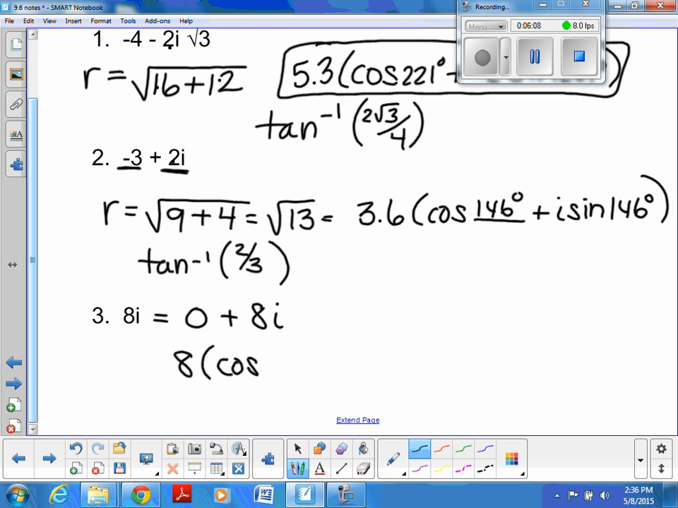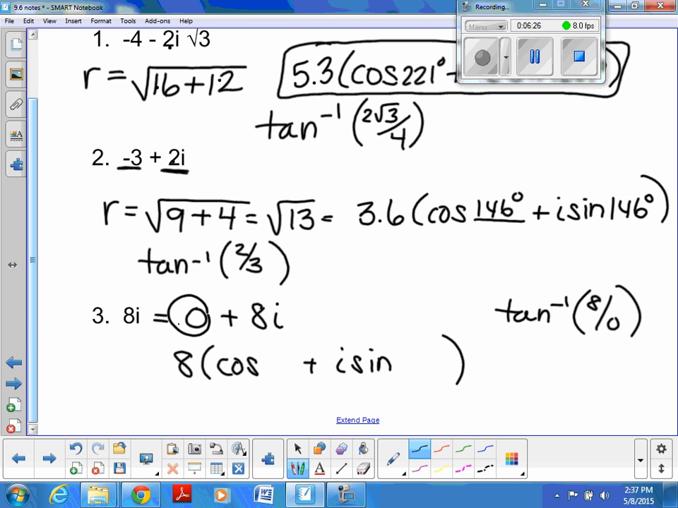Cosine of something plus I sine of something. If you do tangent inverse, you're going to have y over x, which is 8 divided by 0. And then some of you on the test didn't know what to do because your calculator is going to say error. But you should know when x is 0 and y is 8, where it's located, right? Where is it located when x is 0 and y is 8? What's the degrees that it has to be? 90 degrees.